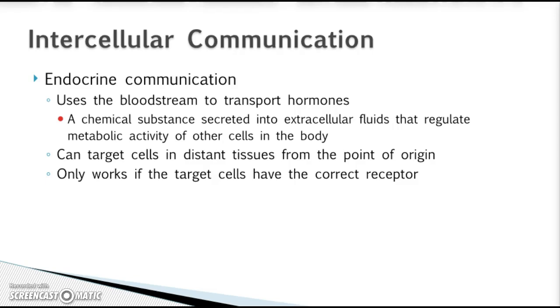In endocrine communication, which is what we are going to explore in this chapter, the bloodstream is used to transport hormones throughout the whole body. By definition, a hormone is a chemical substance secreted into the extracellular fluids that regulate metabolic activity of other cells in the body. Because the bloodstream is throughout the whole body, the hormones travel throughout the whole body. But the only cells that will respond to that hormone are those that have the correct receptor.